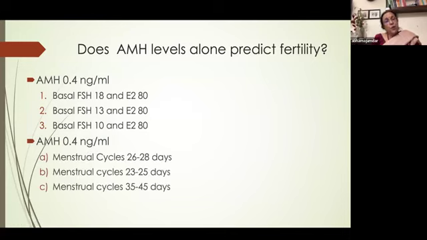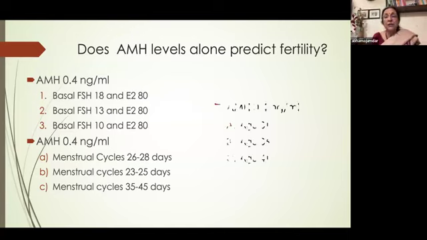AMH 0.4 nanogram. She's got menstrual cycles of 26 to 28 days. She has menstrual cycles of 23 to 25 days. And she has menstrual cycles of 35 to 45 days. Who is the worst out of these in terms of ovulation stimulation? A, B, C. Please write your answers in the chat box. I thought a lot about these questions and I've put them up for us to understand that is AMH alone a predictor or we have to see other things along with it.